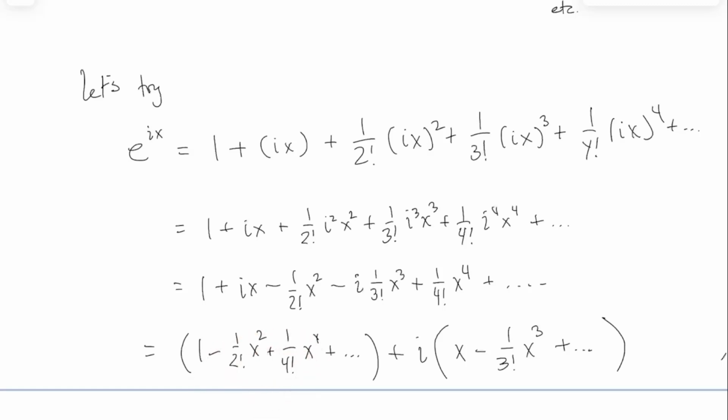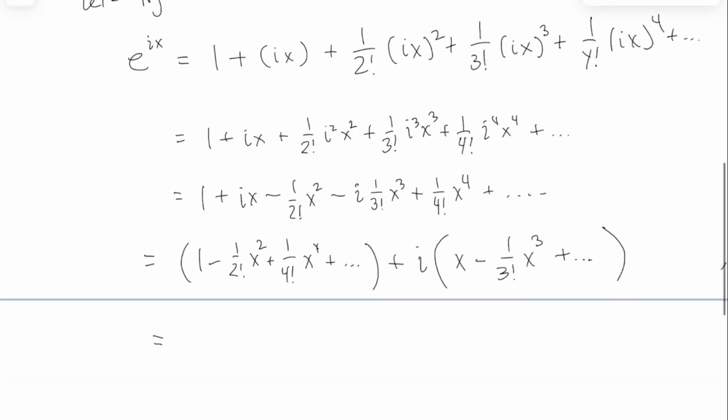It is. Cosine. This is the series for cosine of x, and this is the series for sine of x. I didn't write very many terms, but if you're curious, you could write out more, and you'll see that it matches the series. So this is cosine x plus i sine x.